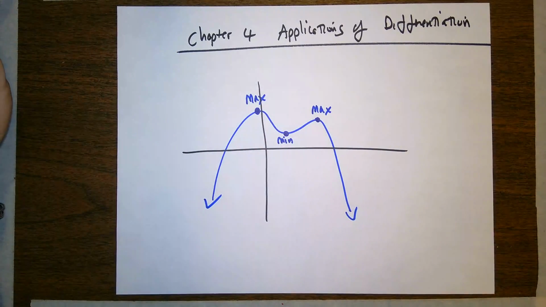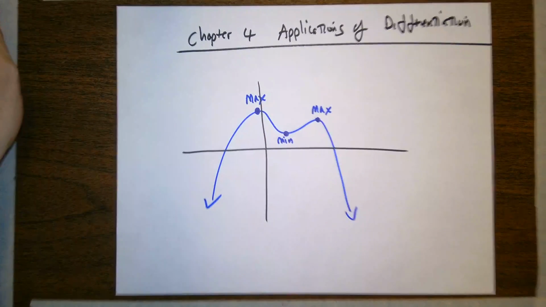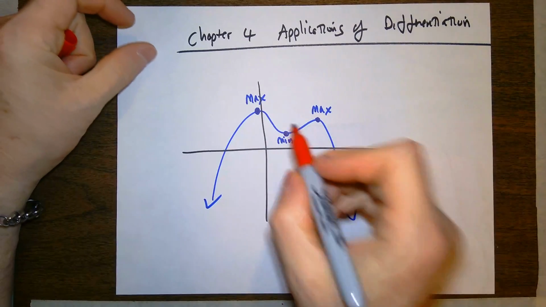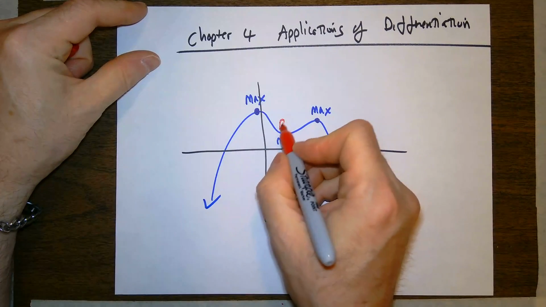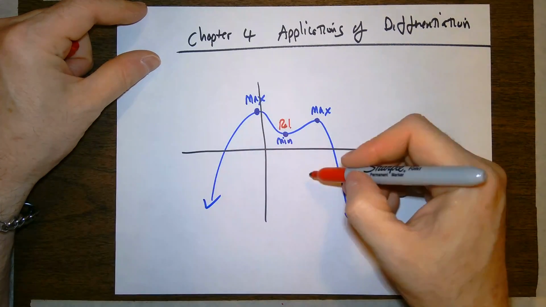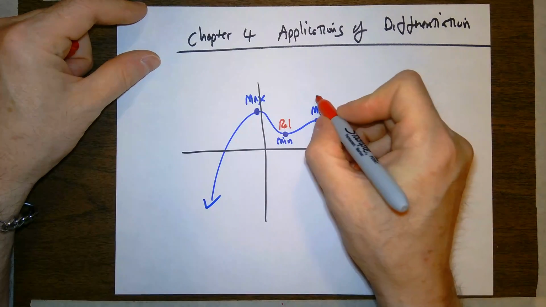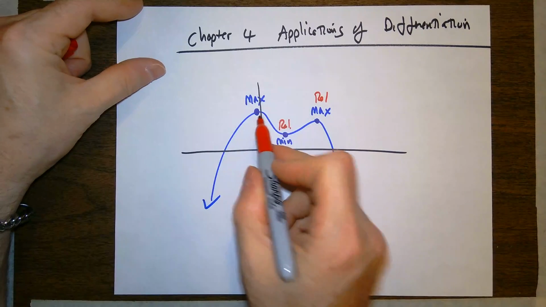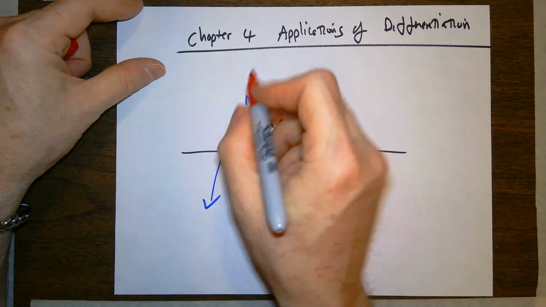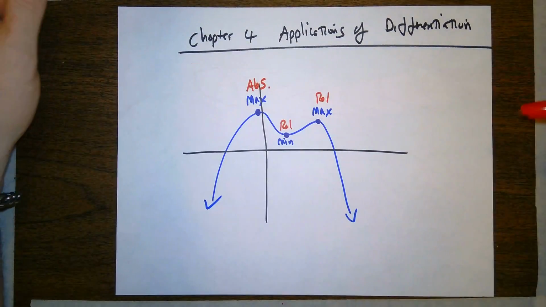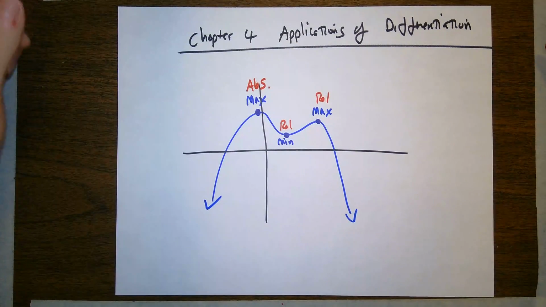We can better qualify these by using the terms absolute and relative. This minimum is only a relative minimum because the function does get smaller than that somewhere else. This maximum is a relative maximum because there is a bigger maximum. This maximum, however, is an absolute maximum. The function never gets bigger than that.